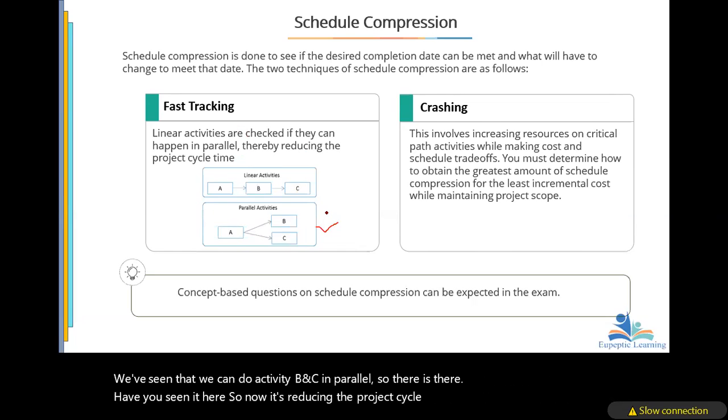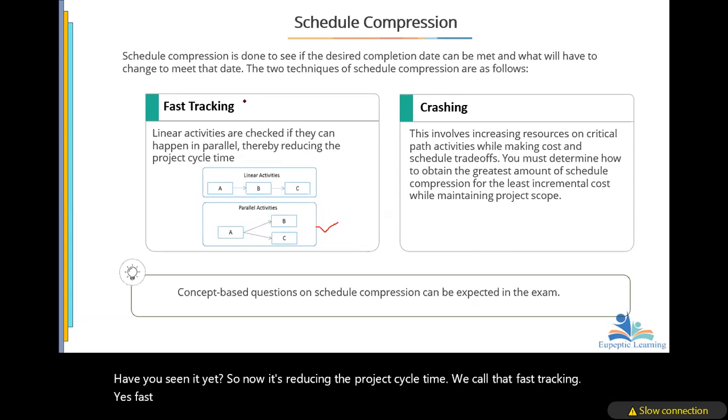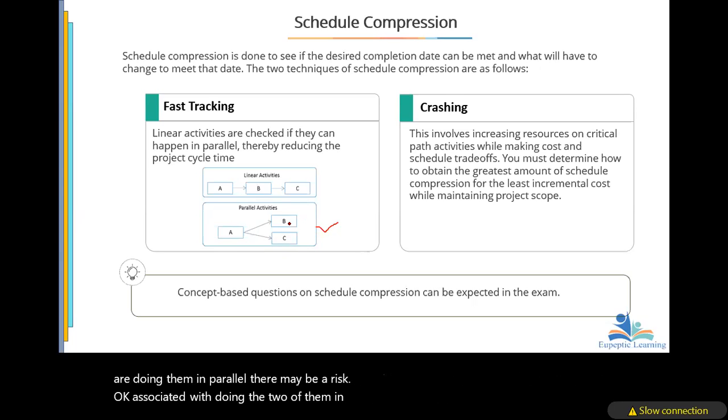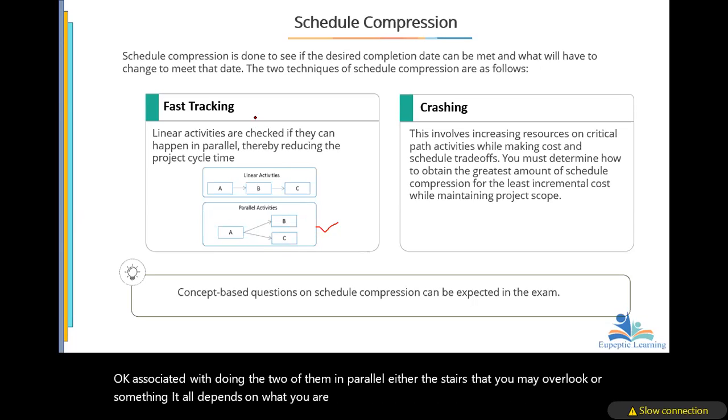We call that fast tracking. Now, the disadvantage here is that it tends to increase risks, because as you are doing them in parallel, there may be a risk associated with doing the two of them in parallel. Either there are things that you may overlook or something. It all depends on what you are doing. So fast tracking usually leads to increased risk.